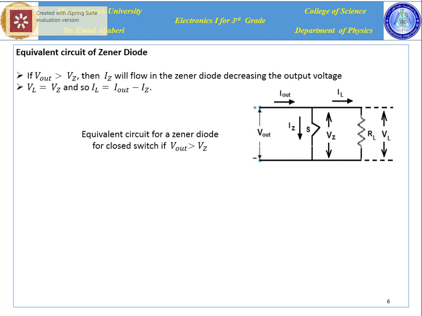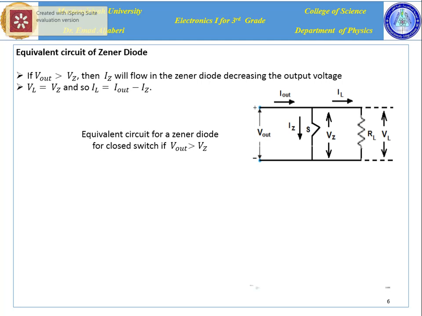The equivalent circuit of Zener diode is shown in this figure. We have two cases. The first one, if the output is bigger than V sub Z, then the diode works as a closed switch to allow the current to flow through it to reduce the IL as well as V sub L. That means V sub L is equal to V sub Z and the IL is the difference between I out and I sub Z. This is the first case.